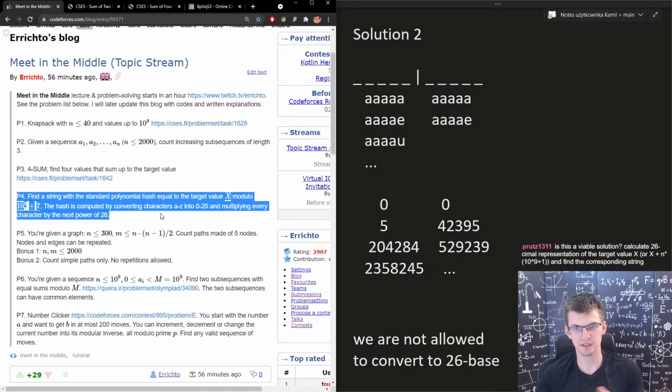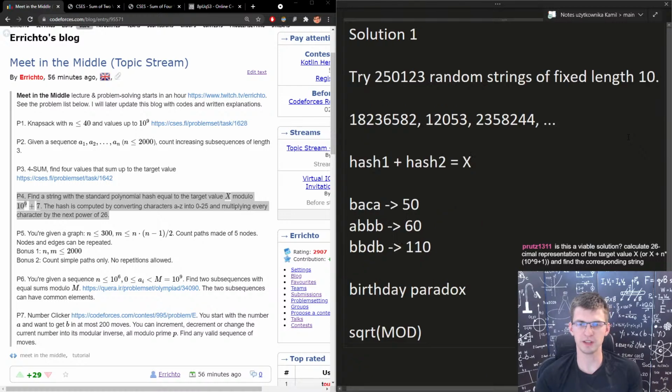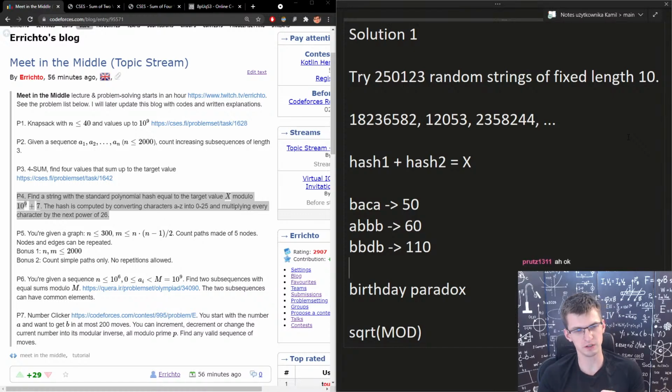That's it. But the main lesson from here is that we can use the birthday paradox. If we need to construct something hitting a particular value, often we will actually construct fewer elements and try to combine them to get the target element exactly.